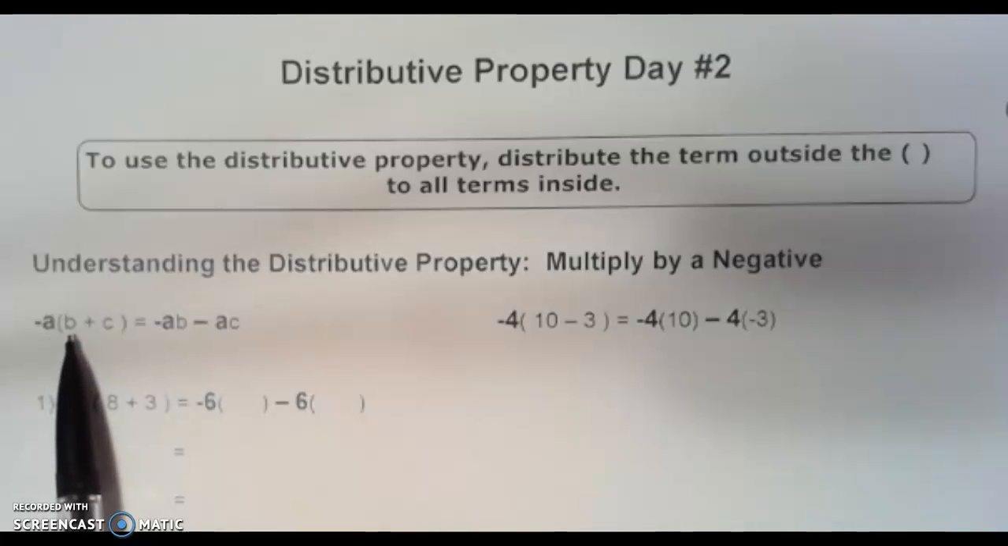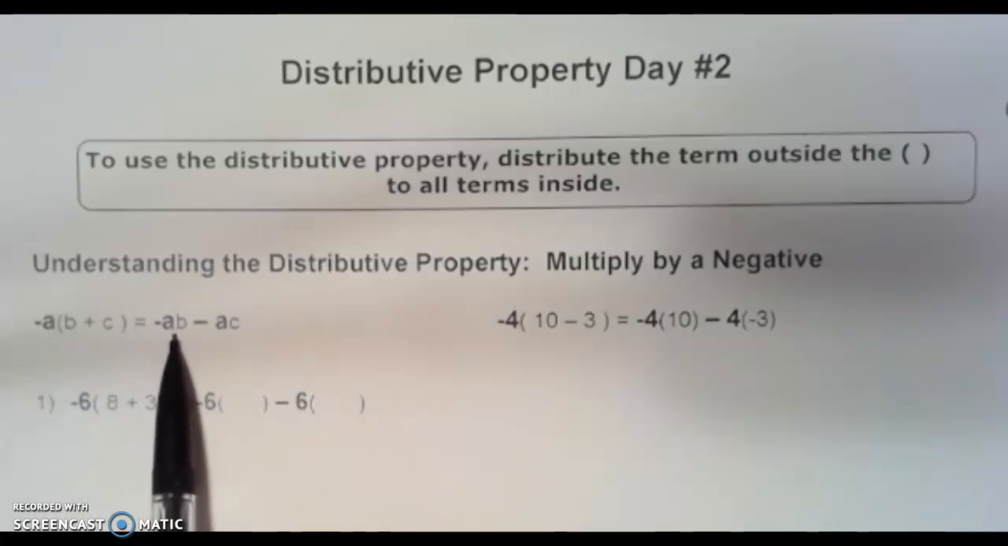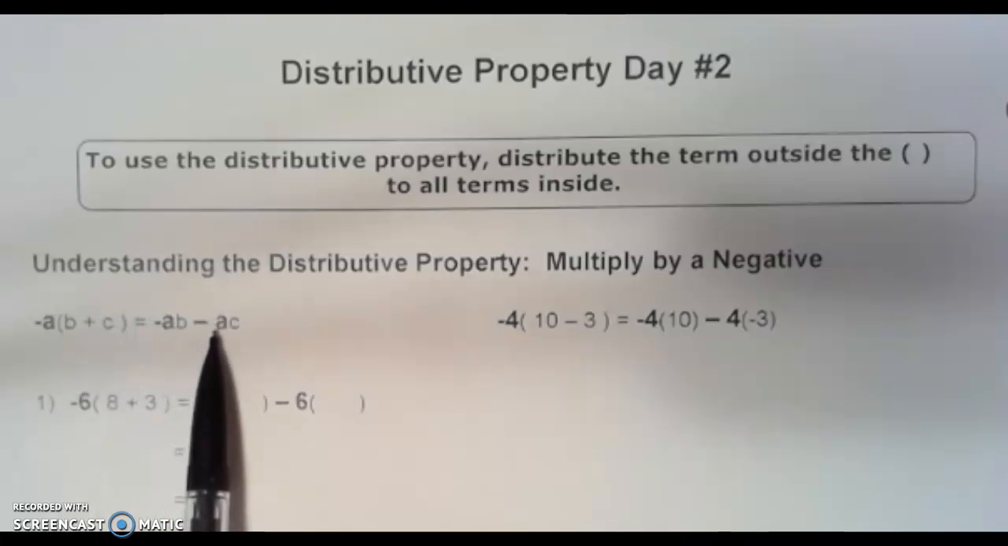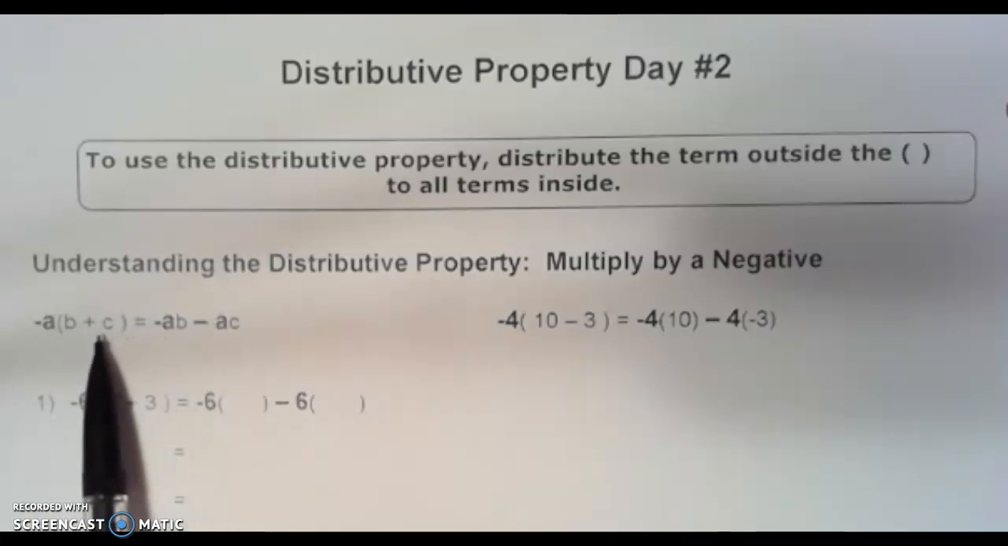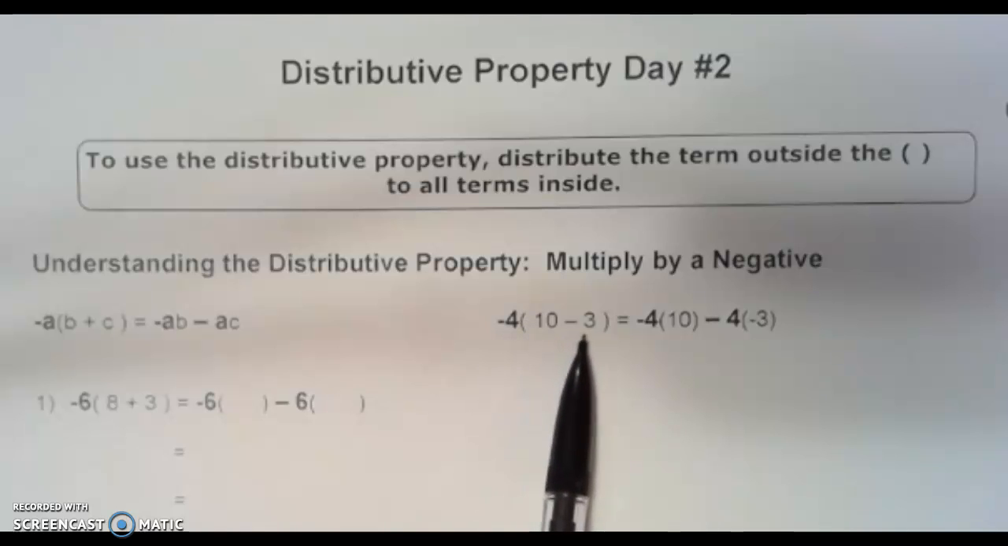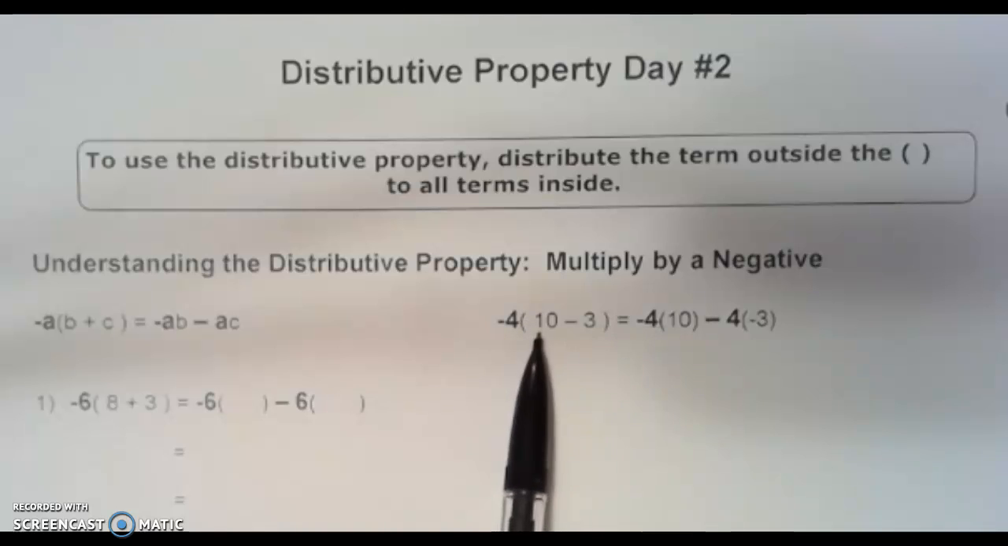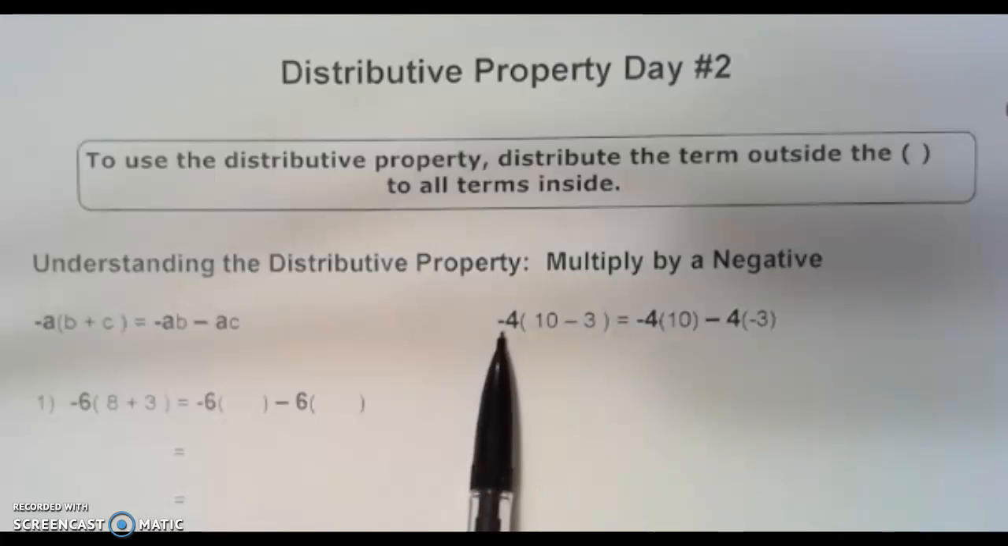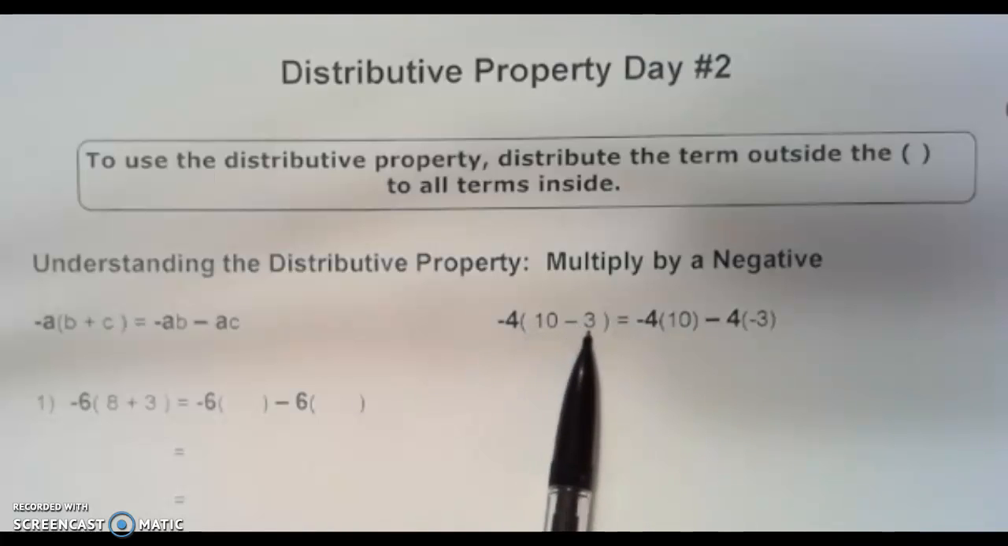Negative a multiplying b plus c is equal to negative a times b, and then minus a, because that's a negative a, times the value of c. So negative 4 multiplying 10 minus 3 is the same as negative 4 times 10, and then minus 4 again, because that's a negative 4 times negative 3. That's a negative 3 right there.